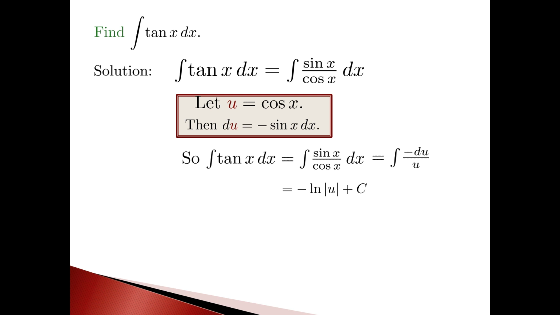So I get negative log of absolute value of u, which I can then turn the u back into cosine of x, so I get an answer in terms of x's. But that's not the form that in Calculus 2, for example, I would tell you to have memorized because, well, to me it just looks unpleasant.